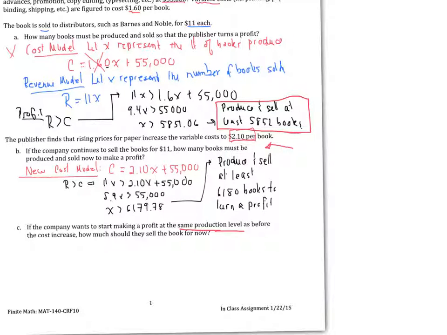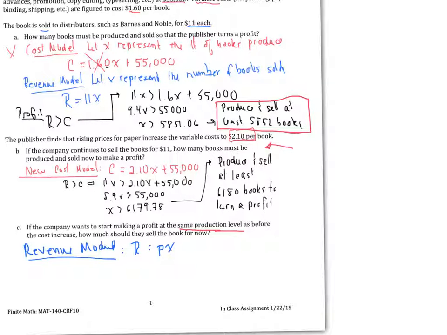But another way to think about this, the way I was hoping that you would approach it, is you would say, well, this time I need a new revenue model because the revenue is going to change. The issue here is that the revenue model would now be R equals some price that I'm trying to determine, P, times X. And X is still the number of books.